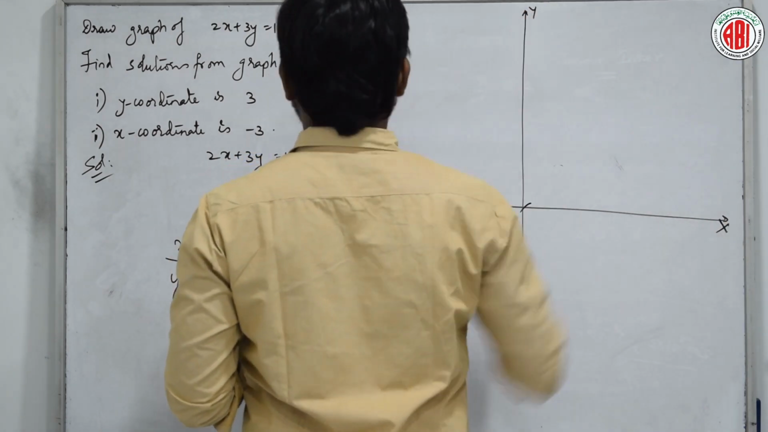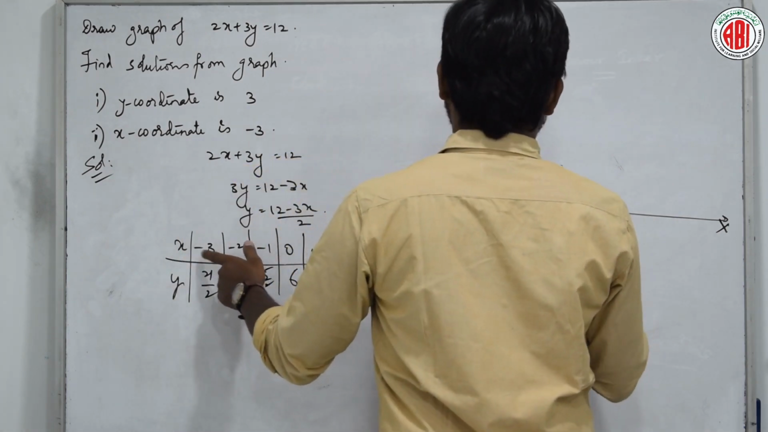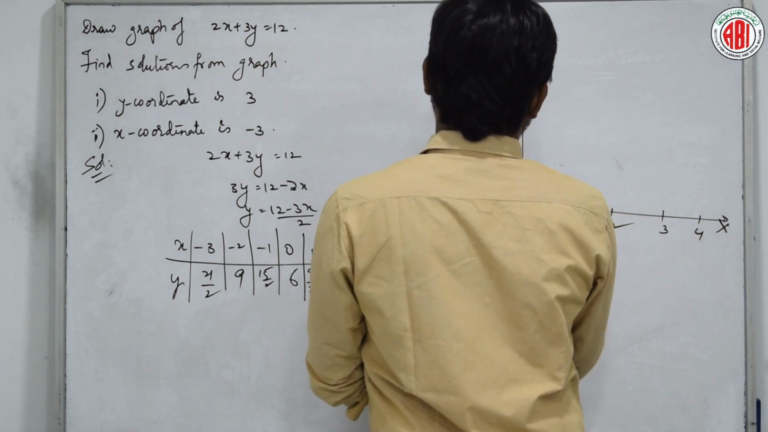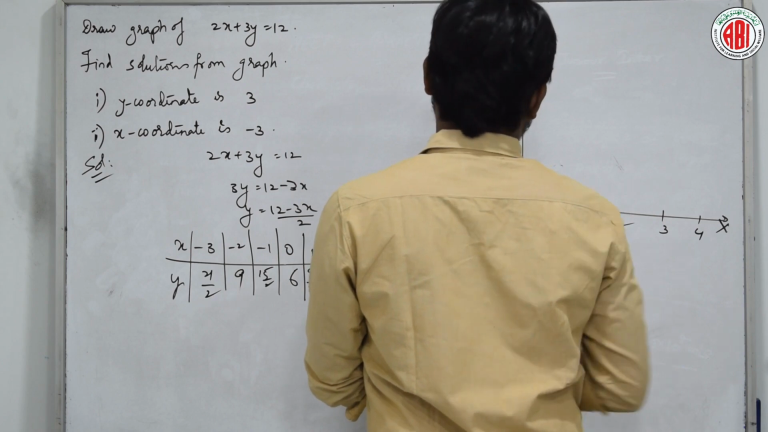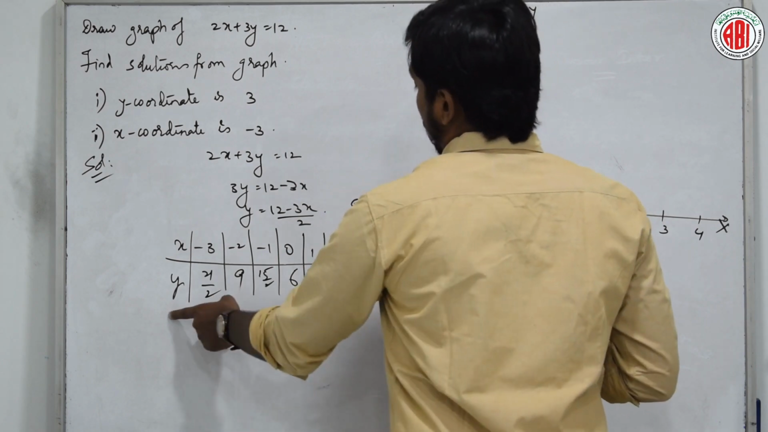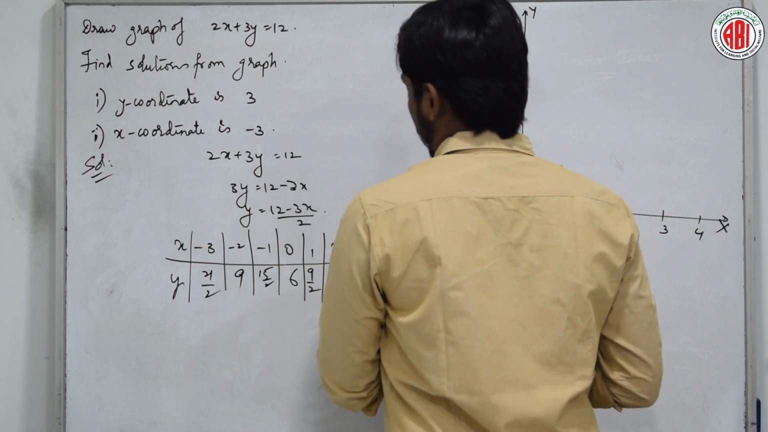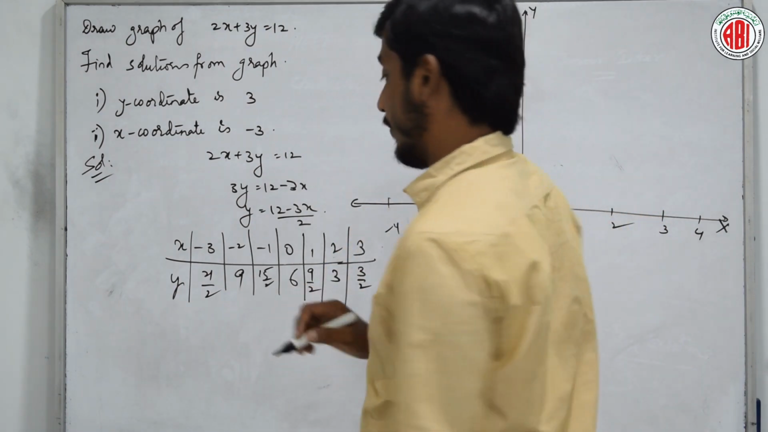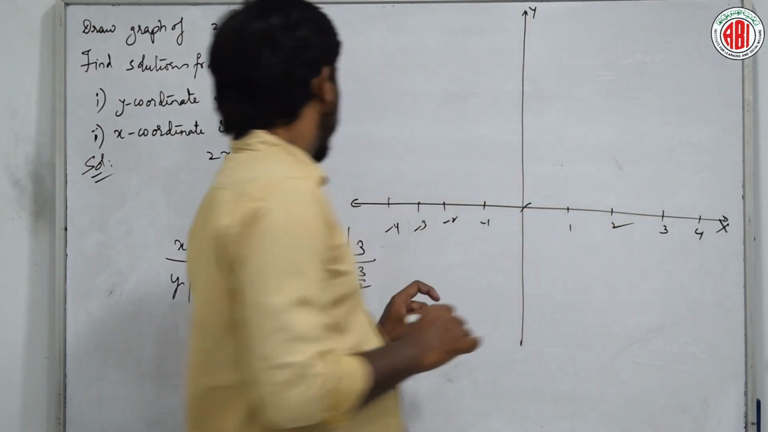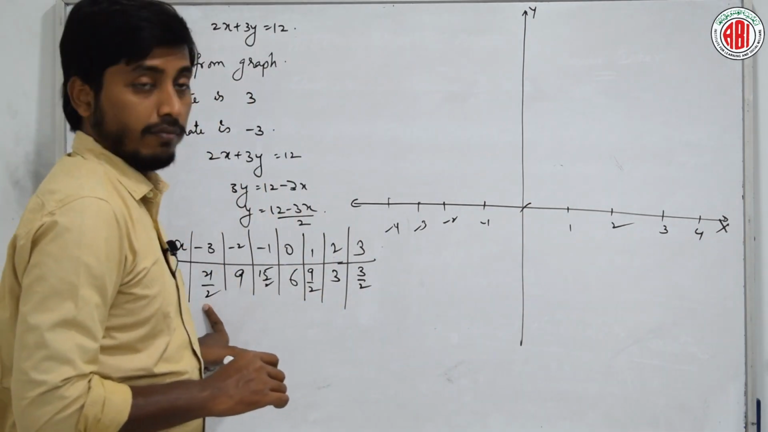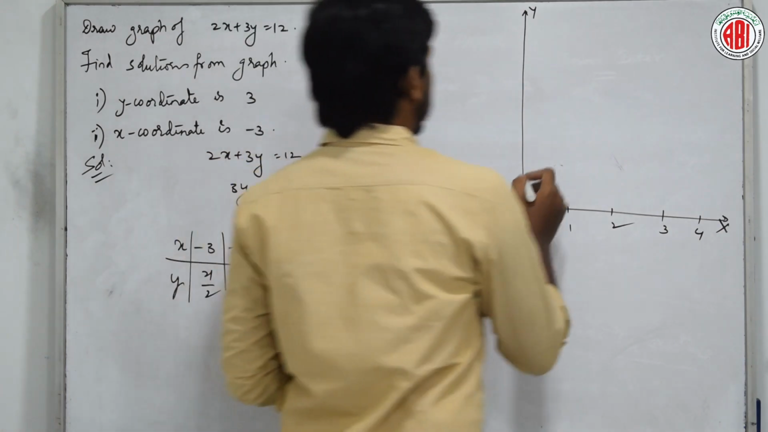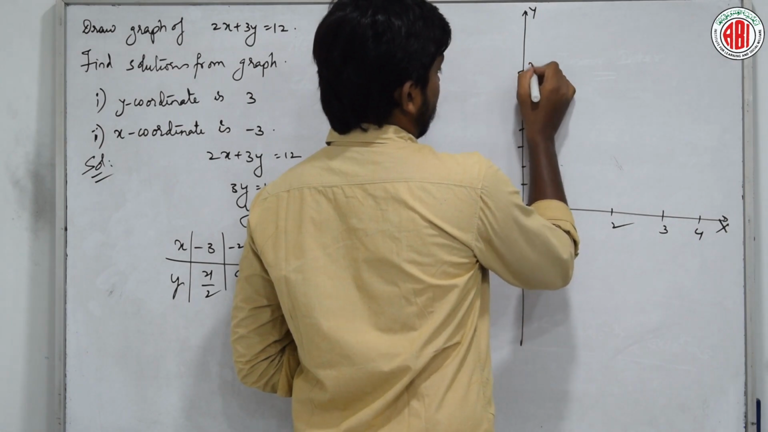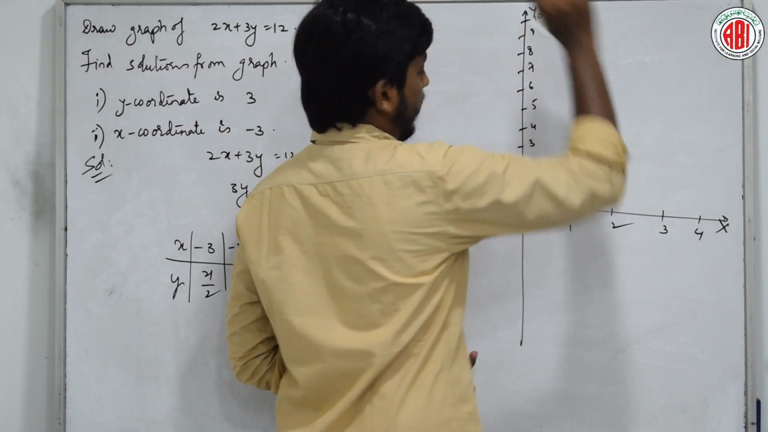Draw the x-axis and y-axis. What is the minimum value? Minus 3. Let us put 1, 2, 3, 4, and here minus 1, minus 2, minus 3, minus 4 like that. Next, the minimum value of y is 3 by 2, that is 1.5. The maximum is 21 by 2, which is 10.5, almost 10 point something. So let us put here 1, 2, 3, 4, 5, 6, 7, 8, 9, 10 and something else.